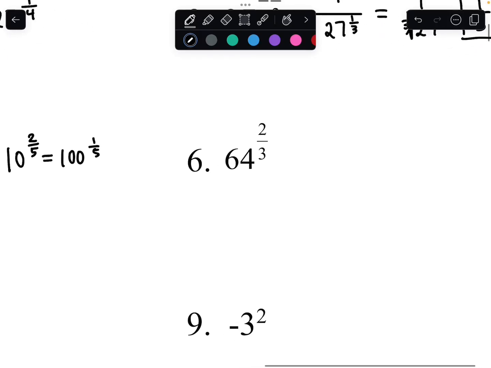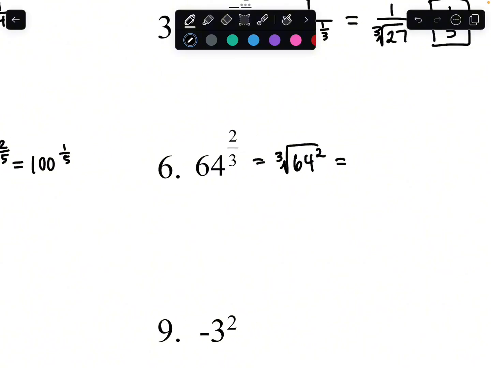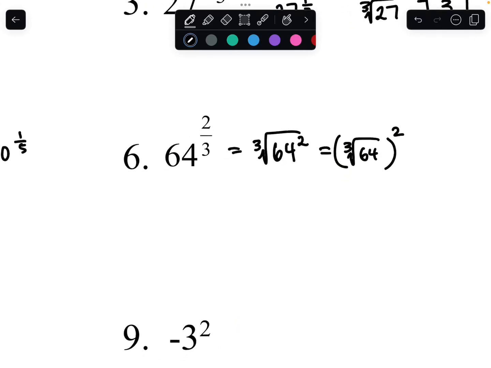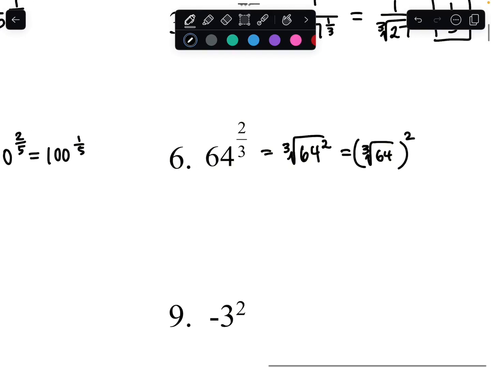And then here, 3 is the root, so our index of the radical is 3, and then 2 is the power. And so here it would be easier to write it as the cube root of 64 and then raise it to the 2nd power, because 64 squared is a really large number, and I don't know what the cube root of that is, but the cube root of 64 is 4. And then if we square it, it would be 16.